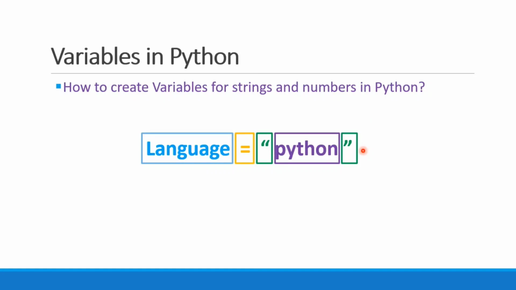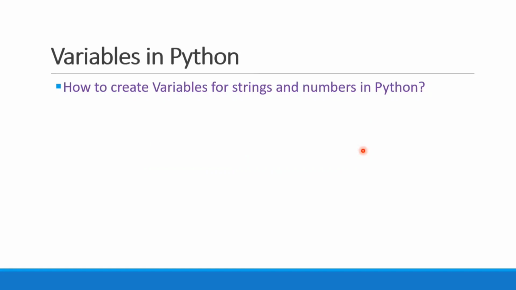Similarly, we can create a variable for numbers in Python. So for creating a variable for number, we can use something like this. Here this x is a variable name, then assignment operator, and then the value is 20. Here you can write any number.